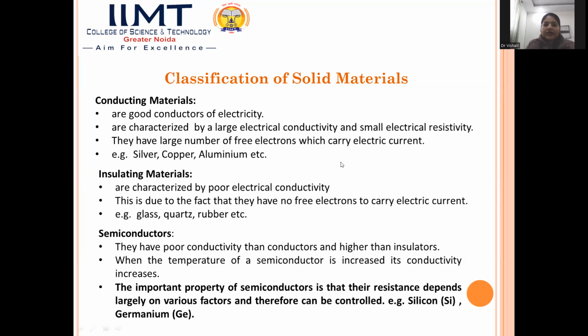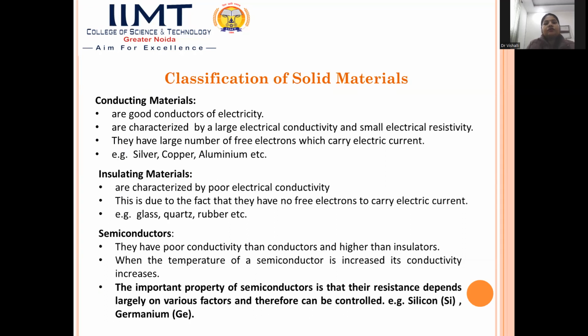First of all, the classification of the solid material. On the basis of their conductivity, we can divide the solids into three categories. First category is conductors, the second is insulators, and the third is semiconductor materials. So what are conductors? As the name suggests, conductors are good conductors of electricity. They are characterized by a large electrical conductivity and a very small electrical resistivity.